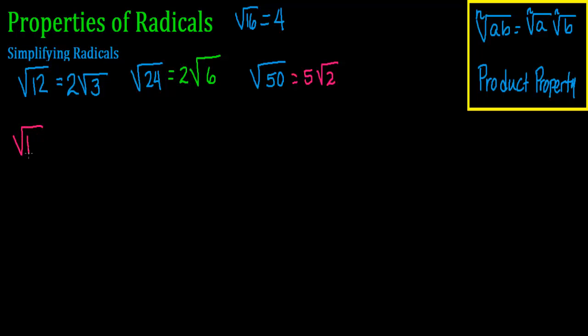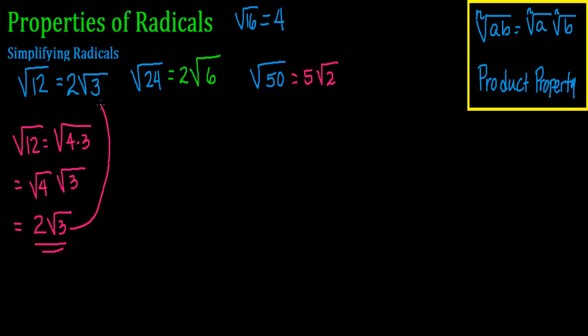The square root of 12, I can rewrite using the product property as the square root of 4 times 3. Now that I have a product inside of the radical, the product property allows me to write the factors in their own separate radicals. And then I can simplify. The square root of 4 equals 2. And the square root of 3 is not a perfect square, so I leave it inside the radical. Notice how I get the same answer as I got with prime factorization.